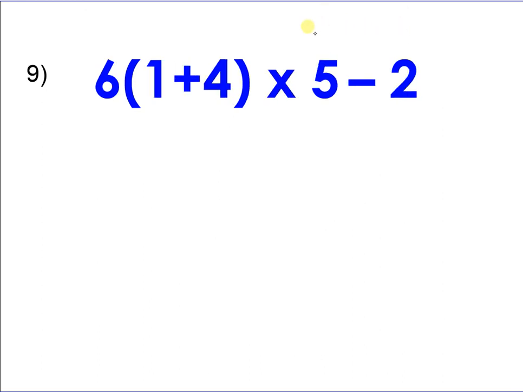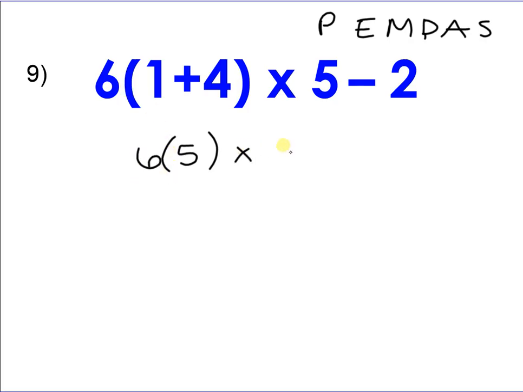All right, example number 9. So we have PEMDAS at the top. Okay, I do have parentheses here I need to take care of. 1 plus 4 is 5. I'm going to keep it in parentheses because this 6 is attached to the parentheses, meaning that that's going to be multiplication. So I'm going to rewrite the rest of the problem. If I did not write those parentheses, that would look like 65, and that is not correct.